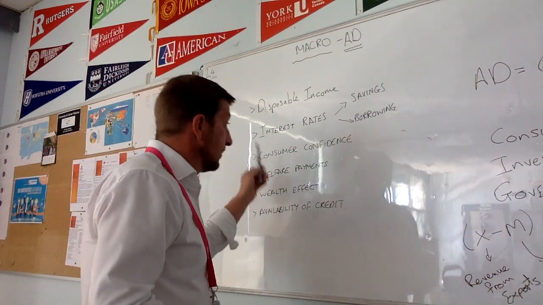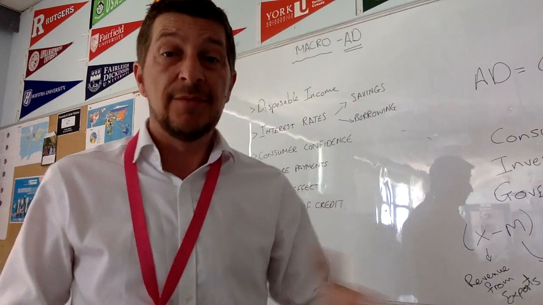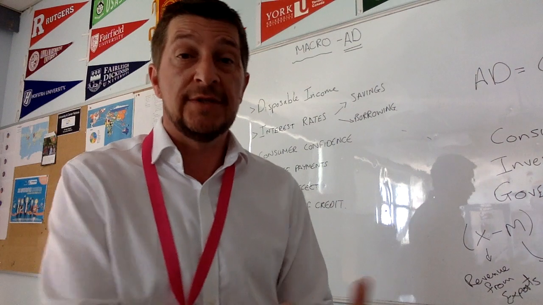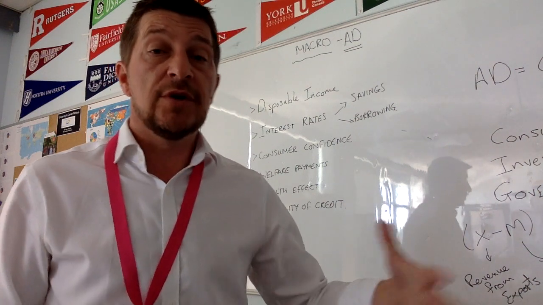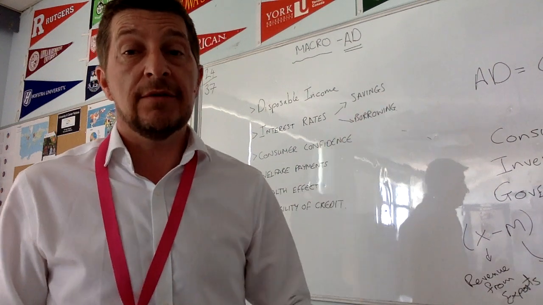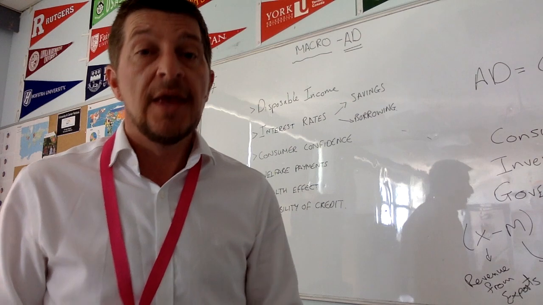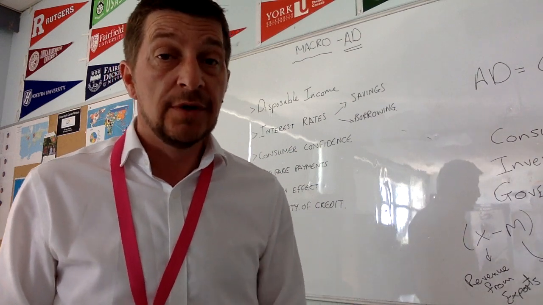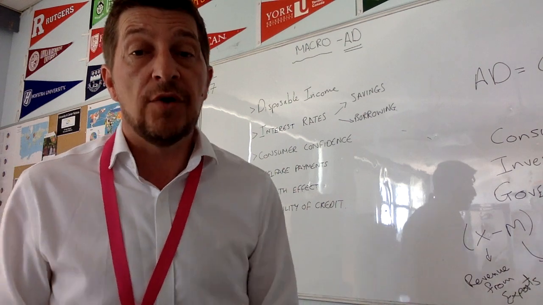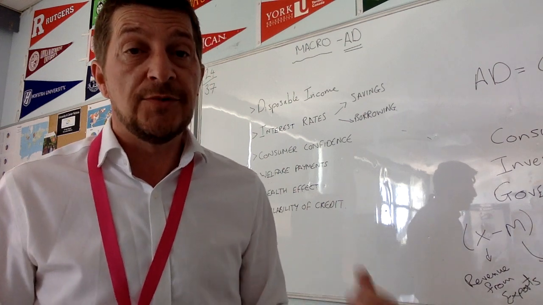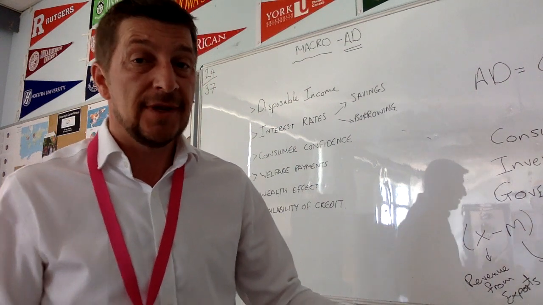Next, consumer confidence. Very simple. Consumer confidence is high, people spend money. Consumer confidence is low, people save money. Okay? So if consumer confidence is high, that means aggregate demand shifts to the right because consumption increases. If consumer confidence is low, it means that aggregate demand shifts to the left because spending falls. People do not wish to spend their money, they want to save it just in case. Okay?